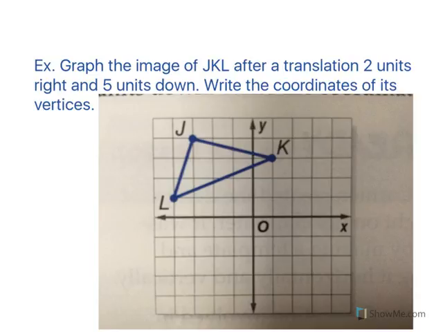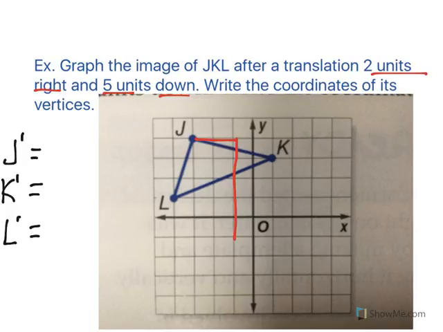Next example says, graph the image of JKL after a translation of 2 units right and 5 down. And then write the coordinates of its vertices. So right away, I'm going to just put J prime equals, K prime equals, and L prime equals, just so that I remember to fill that in at the end. Okay, so I need to go 2 units right and 5 units down. So I'm going to start with J. I'm going to go 2 units to the right, and I'm going to go 5 down. 1, 2, 3, 4, 5 down. So then that's going to be J prime.